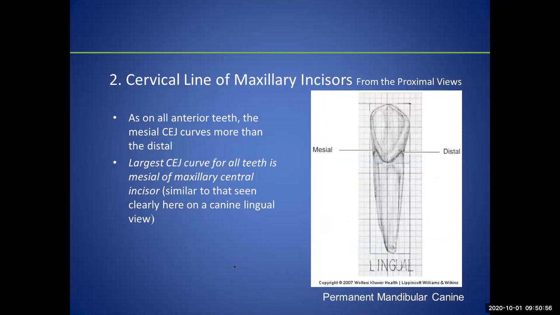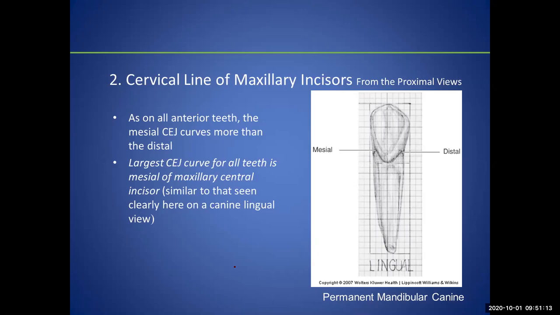This was from another textbook. It was talking about maxillary incisors. Does this look like a maxillary incisor to you? But it was on the maxillary incisor. This is a permanent mandibular canine. And when we get into the canines, you're going to see it.